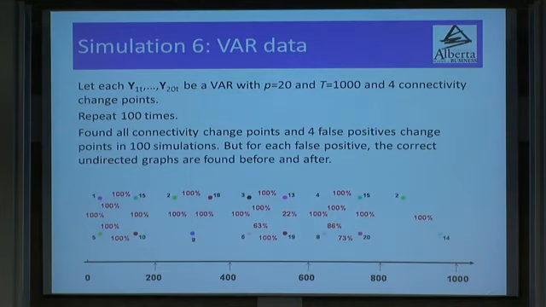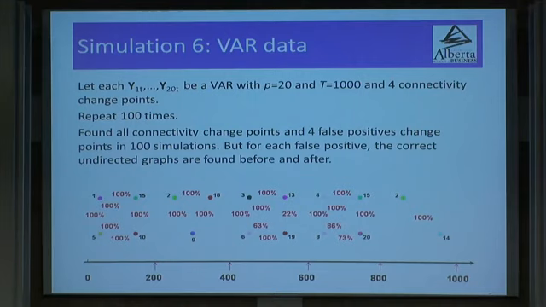So the last simulation is as follows. Simulation 6 is again with VAR data, but instead of just doing one iteration, we carry it out 100 times. So we have 20 subjects. Each subject has 20 time series and 1,000 data points, and there are 4 connectivity change points. And we repeat this 100 times.